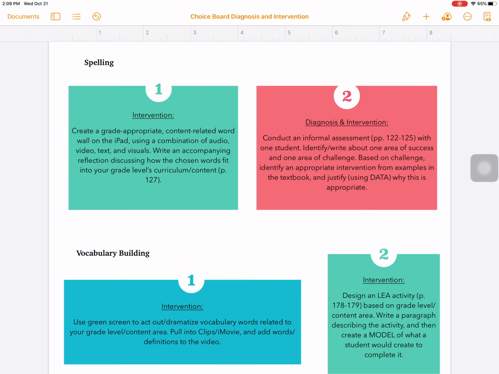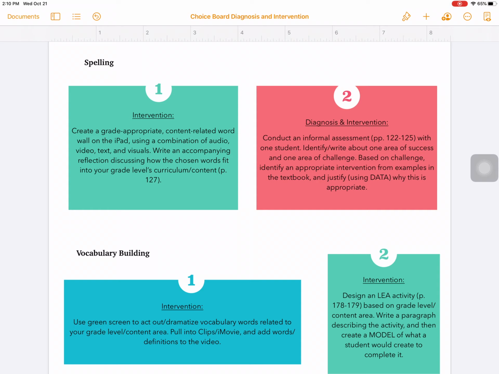The first option for this spelling week is based on really just an intervention, so a support for a child. Create a grade-appropriate, content-related word wall on the iPad. Now, content-related word walls are word walls that would have to do with math or social studies or science content. And it's detailed on page 127 if you want some more information about content-related word walls. In order to create this, I want you to use a combination of audio, video, text, and visuals. So however you get this to me, make sure that you can combine audio, video, text, and visuals.